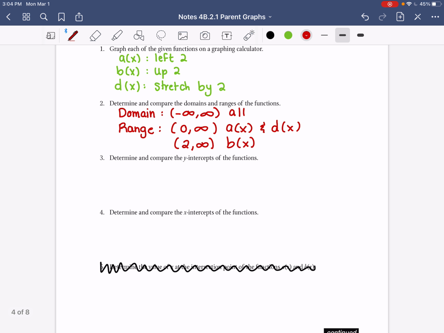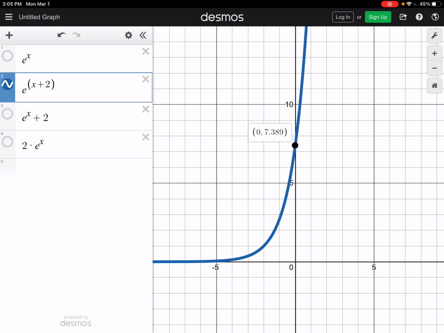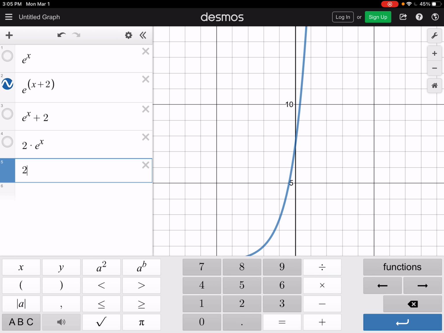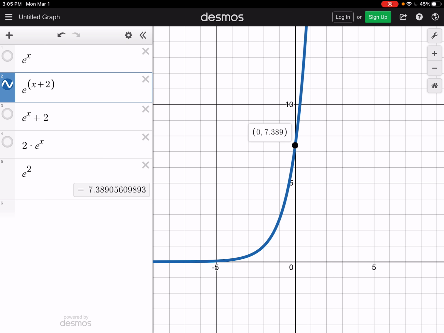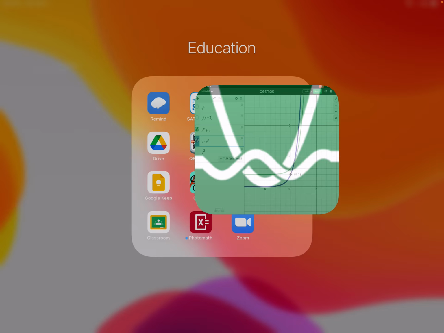Then it says compare the y-intercepts. So I'm going to write down the y-intercepts for all of them, so I can go look at it. So a, b, and d. For a of x, the y-intercept is at 7.389. That's actually e squared. Is that number right there? 7.389. So it's actually e squared. And then here the y-intercept is at 3. Here the y-intercept is at 2. So e squared, 3, and 2.